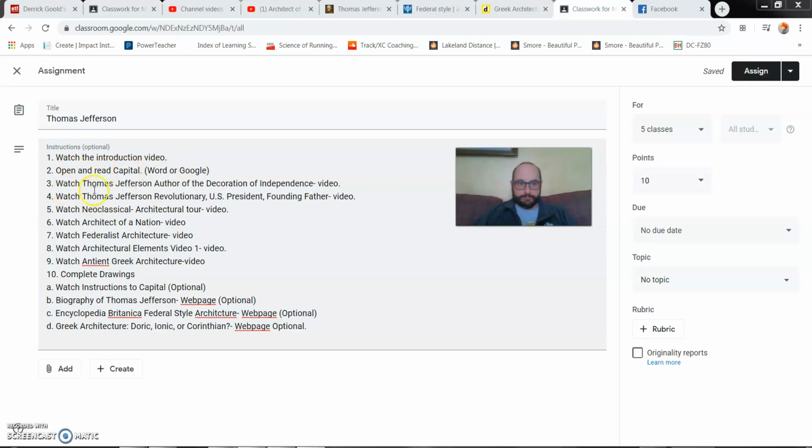You're going to watch Thomas Jefferson, Author of the Declaration of Independence, and Thomas Jefferson, Revolutionary, U.S. War President and Founding Father. These are just informational facts about Thomas Jefferson, so this is just a little bit of biography. Then we're going to watch Neoclassical Architectural Tour. So this is about neoclassical architecture. Watch Architecture of a Nation.